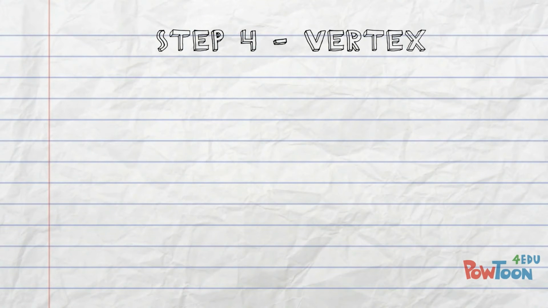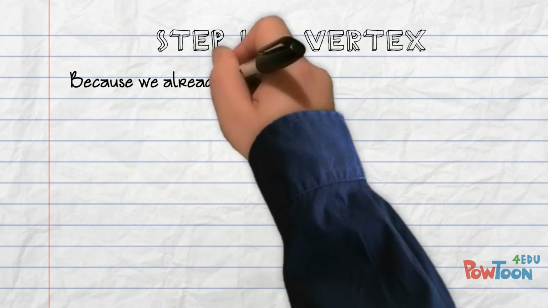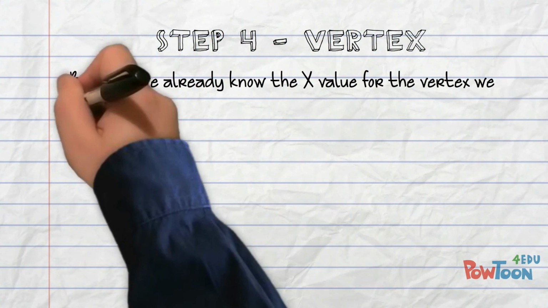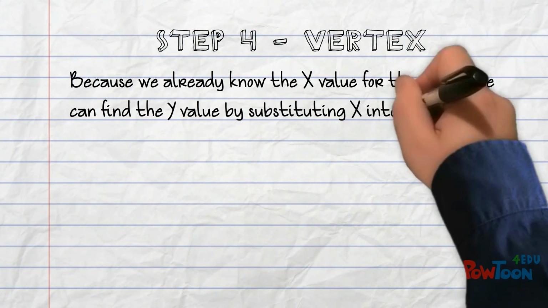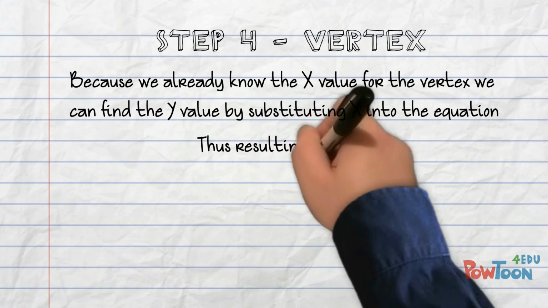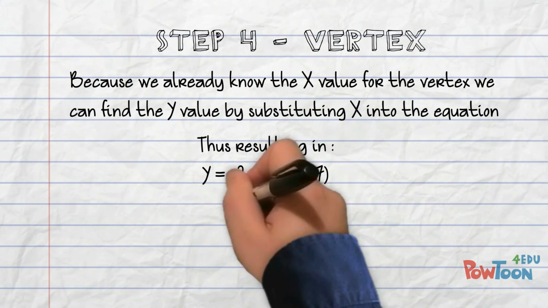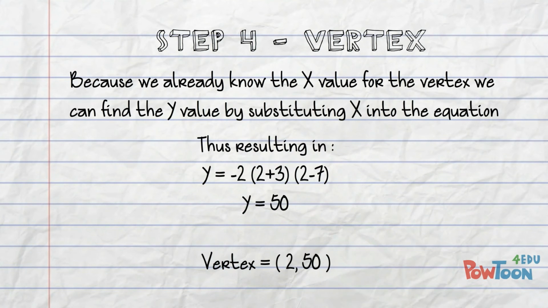Step 4, vertex. Because we already know the x value for the vertex, we can easily find the y value by substituting x into the equation, thus resulting in y equals negative 2 bracket 2 plus 3 bracket 2 minus 7, resulting in y equals 50, making the vertex 2, 50.